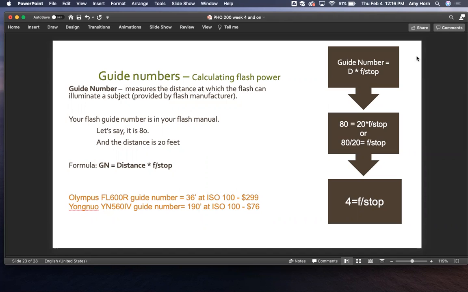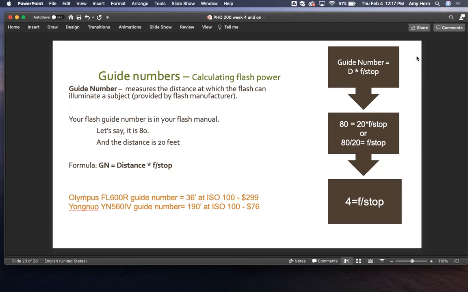So let's say your guide number is 80, and the distance is 20 feet. You can calculate your f-stop for that image based on the formula provided on this slide. So your guide number equals distance times the f-stop. If you divide by distance and pull that out of the formula, put it underneath the guide number on the left side of the equal sign, then you have the f-stop equals guide number over distance. So you can calculate that.